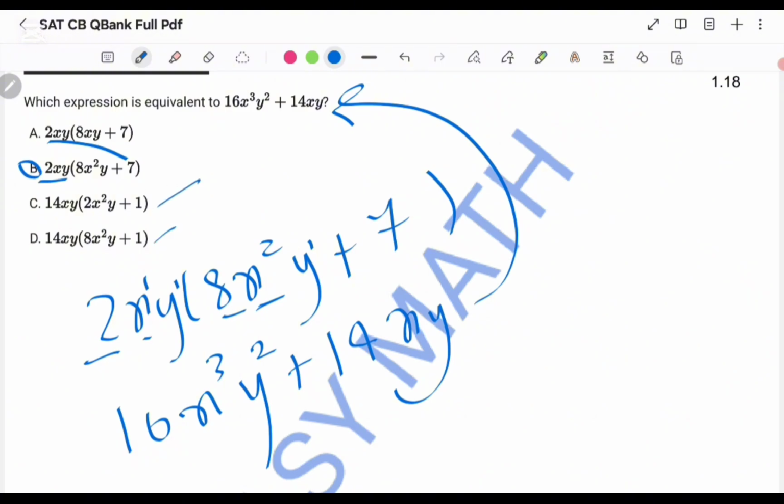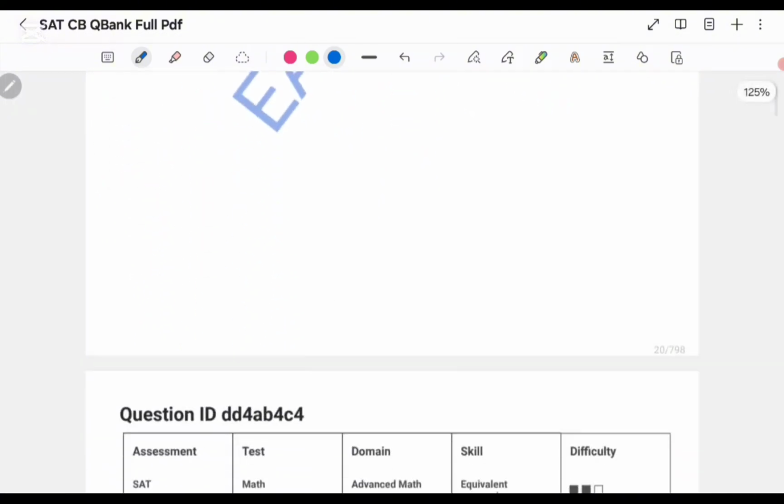You can do C and D just to check. However, it is wrong because if you multiply 14 with 2, you're going to get 28. If you multiply 14 with 3, you're going to get 42. If you multiply 18 with 8, you're going to get 112, which is not 16. So it is wrong directly.